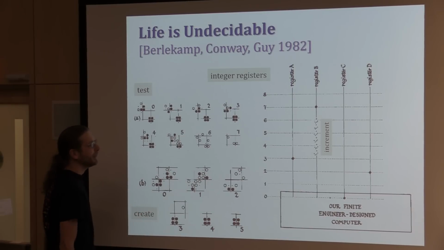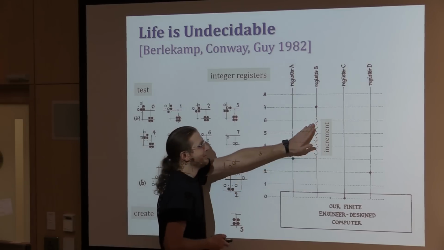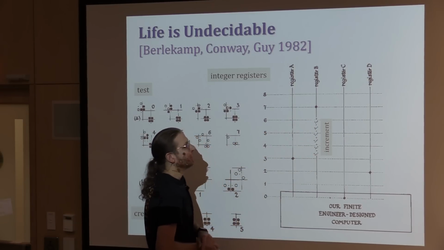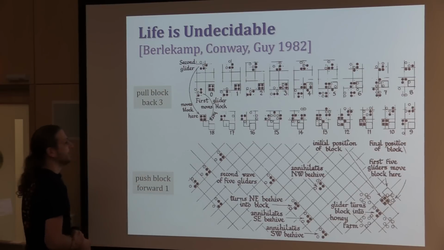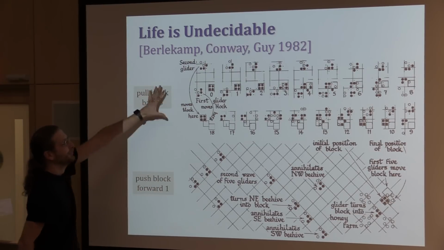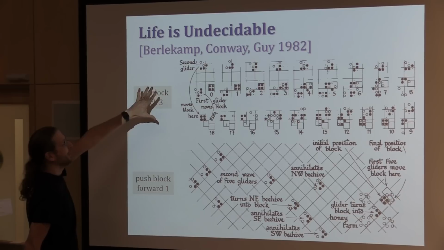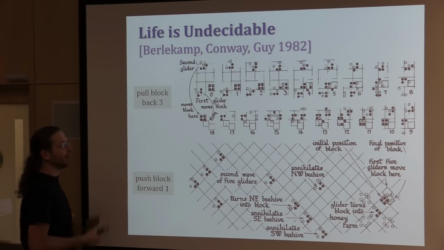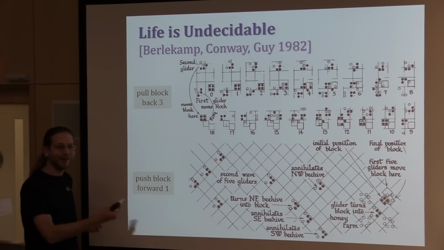So that's cool. And then this is a swarm. I think it's actually drawn somewhat accurately to push this block forward by 1. I think it's this stream. So there are 2 constructions here. One is a wave of gliders that pulls a block back by 3. Another one pushes it forward by 1. Together, you can use this to increment and decrement by 1.